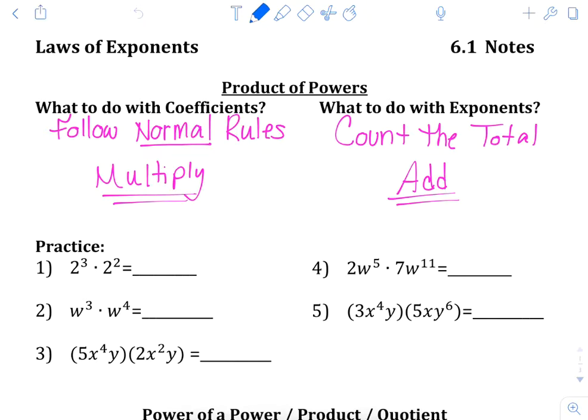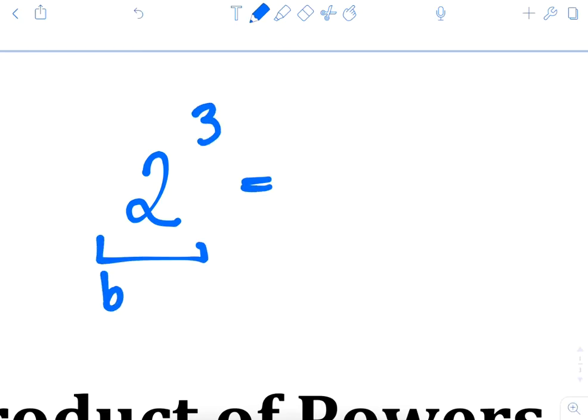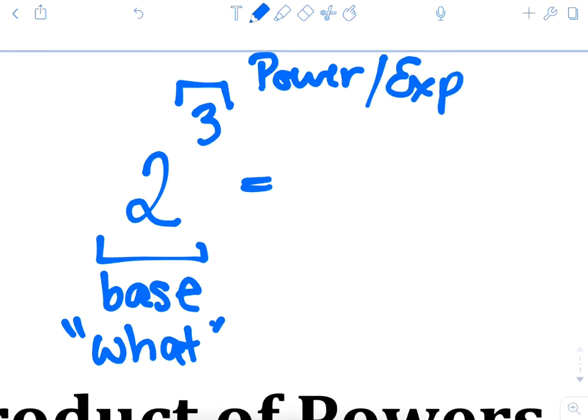Okay, so just a little bit of vocab. I want to make sure we're all on the same page. When you see a number like 2 to the third power, this is the base. This is your what. This tells you what you are multiplying. This number up here is your power or your exponent. This tells you how many times you're multiplying it.